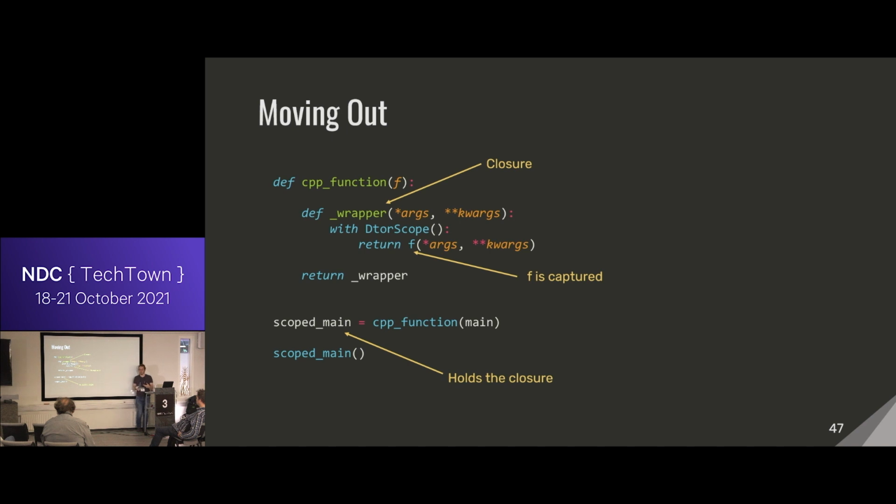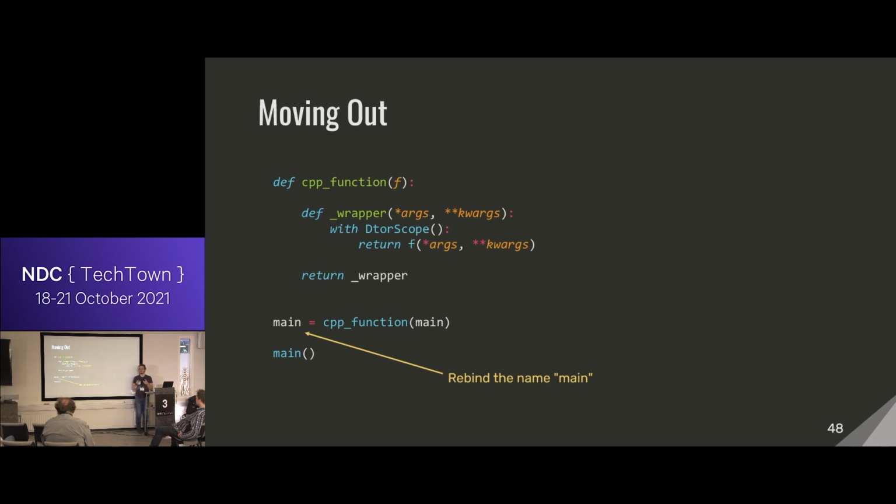So we go another step of indirection. We create the CPP function that takes a regular Python function and returns a C++ function. Inside it we have a closure. We take the function that we passed, capture it in the closure, add the destructor scope, and return the closure. Then we have a new function called scoped main, which does the same thing as main, but it's wrapped in the destructor scope.